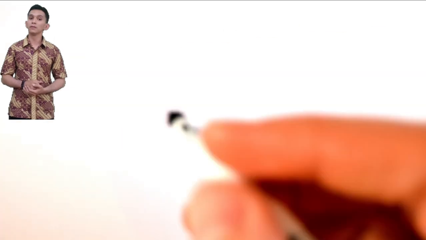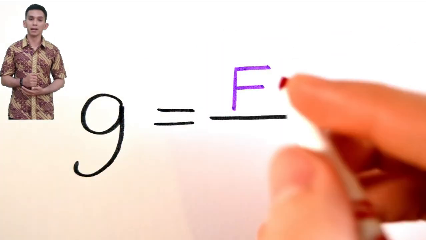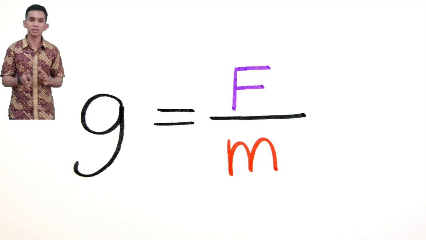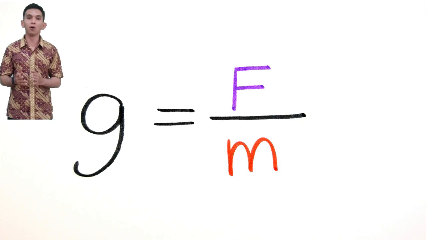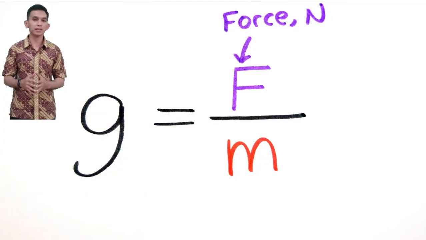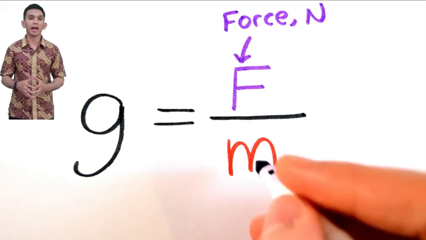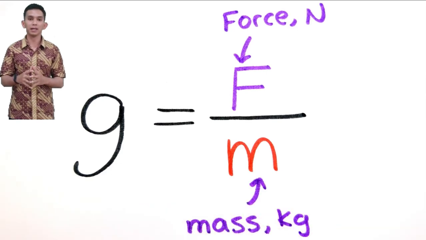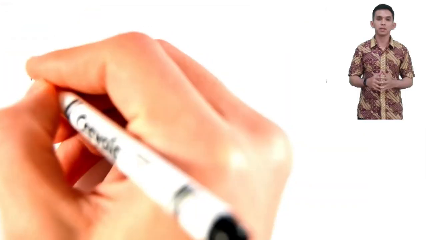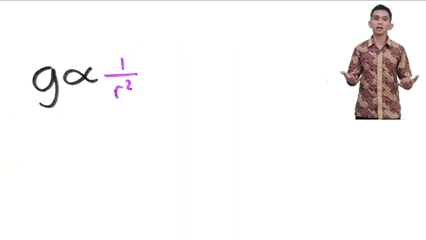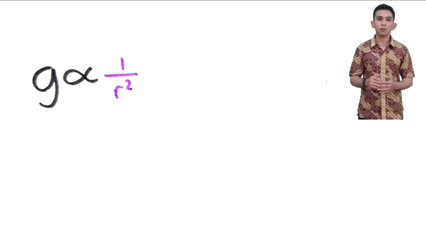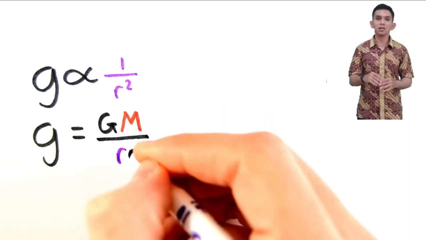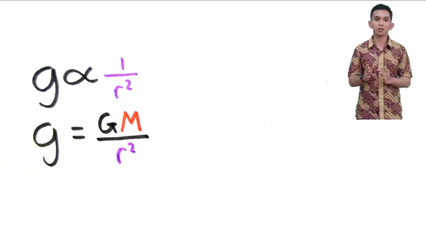The gravitational field strength is the force per unit mass at a point in a gravitational field. For a uniform field, the equation is g equals F over m, where F is the force experienced by the body and m is the mass of the body. For a radial field, the gravitational field strength obeys an inverse square law. The equation for it is g equals G M over r squared.